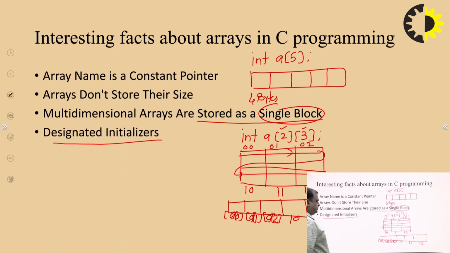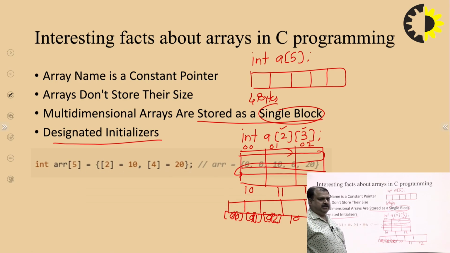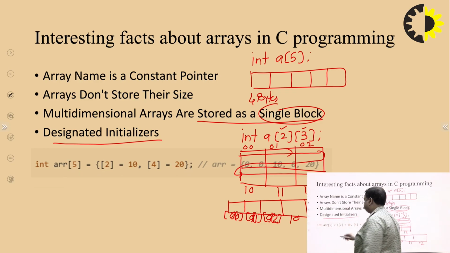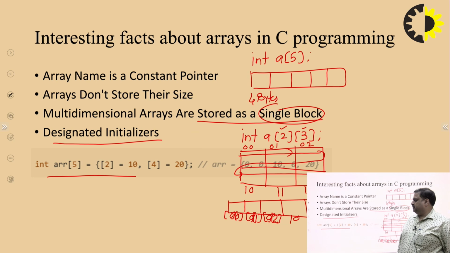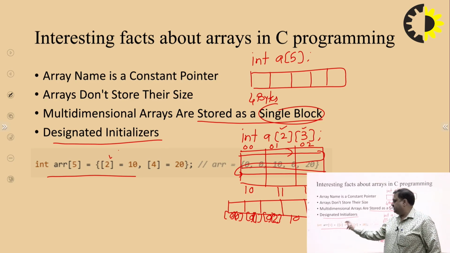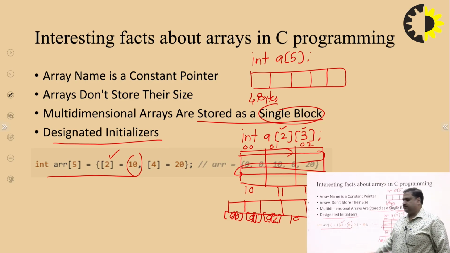Designated initializers are there for arrays. So we can create int ARR[5]. If I want to store a value at a particular location in that array, I don't want to supply all the elements. If we supply them, they are stored at the zeroth location, first location, second location serially, but we can give designated initializers. So I have specified that at index 2 the value is 10, and at index 4 the value is 20.